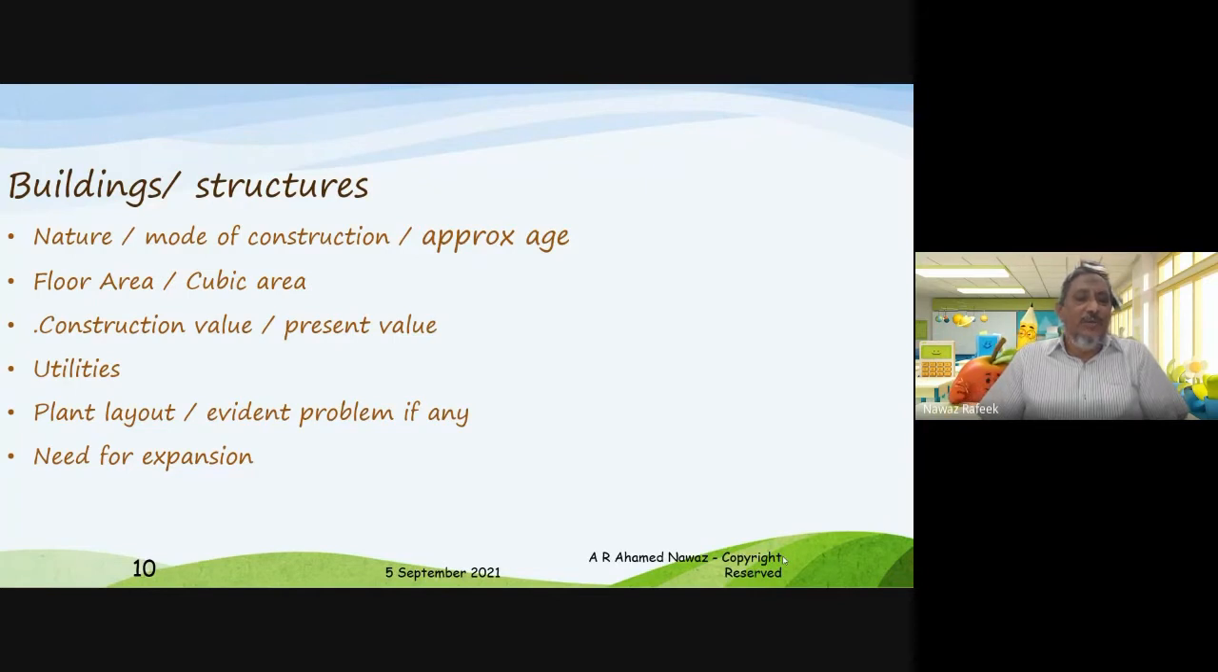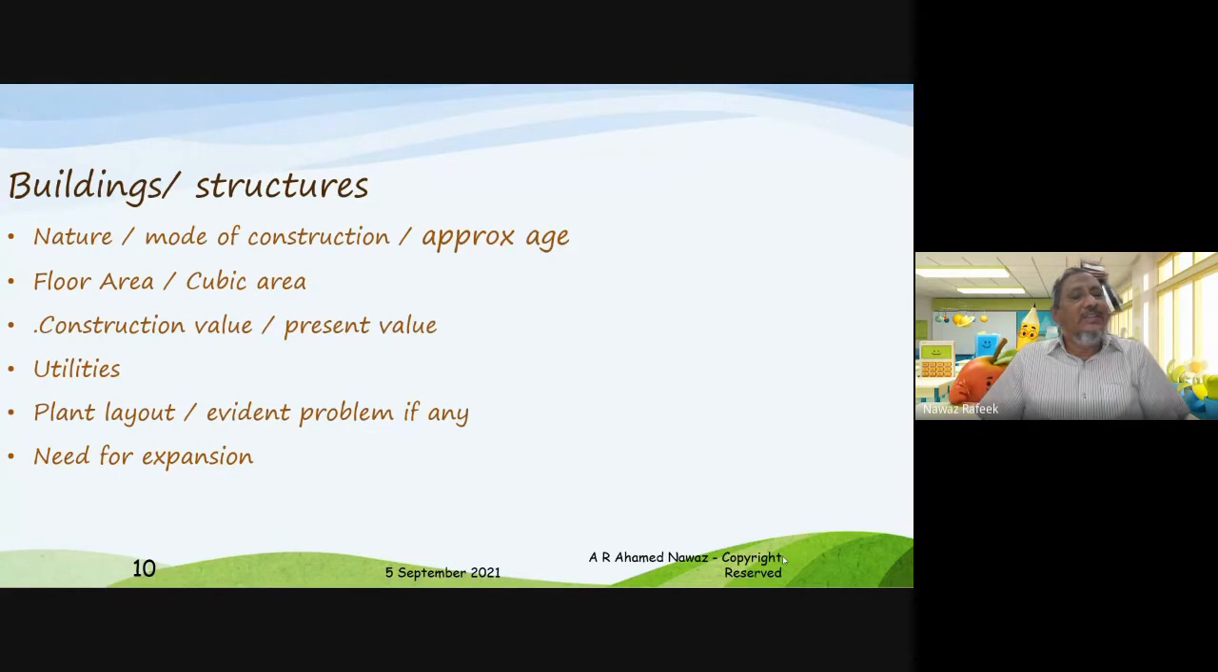So age is very important for valuation. Of course, they'll take the age. Depending on the age, the valuation changes. The floor area or the cubic area, how much? What is the floor area? Whether this is sufficient for the present need as well as for future expansion.